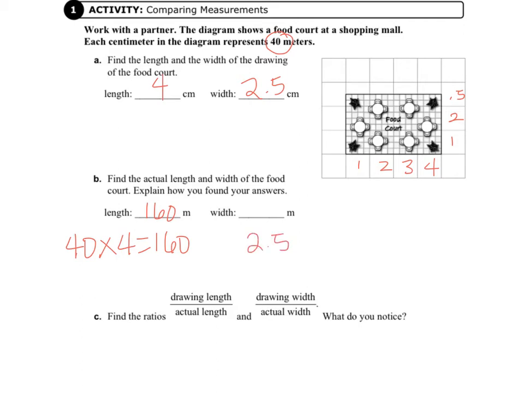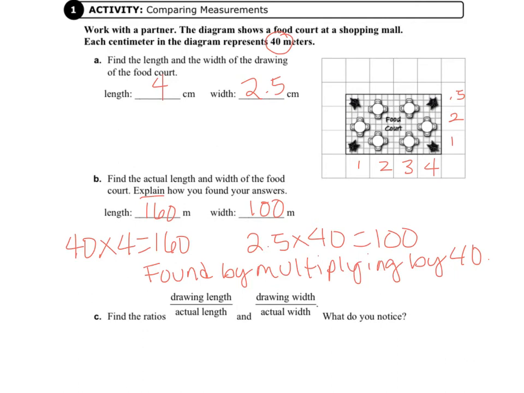and 2.5 times 40 equals 100 meters. So where we have the explanation part, we write that we found our answers by multiplying by 40.